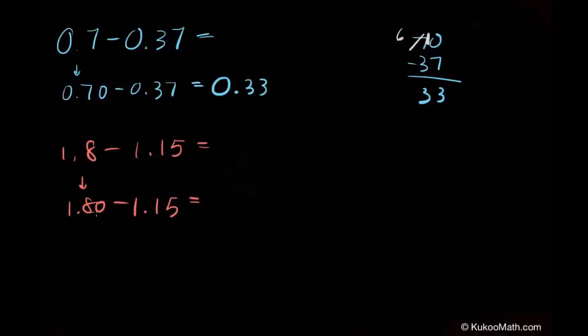When we subtract, we know that 1 minus 1 is going to give us a 0, and then we have a decimal point. And then behind the decimal point, we're going to have 80 minus 15, which is equal to 65. So our answer is going to be 0.65. That's how to subtract decimals.